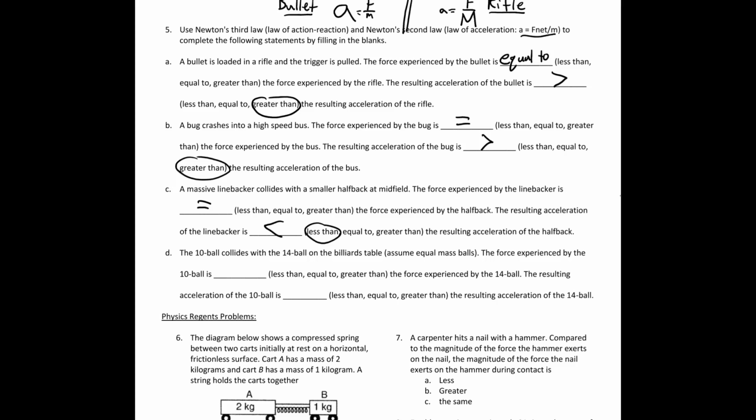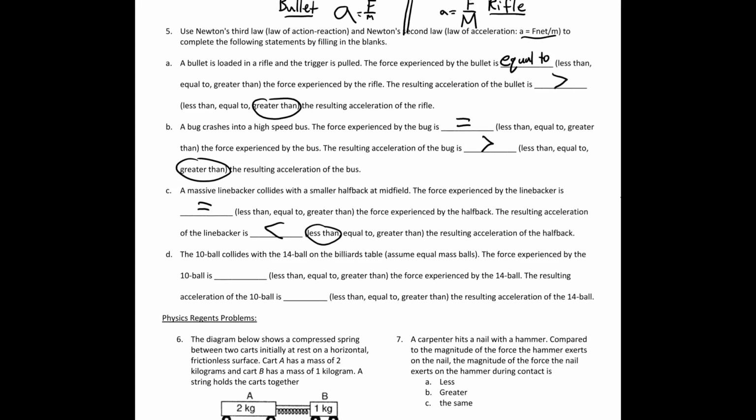Okay, so letter D said a 10 ball collides with a 14 ball on the billiards table. Assume equal mass balls. Interesting. They're balls of equal mass, so it's not this bullet rifle situation where we have different masses. So the force experienced by the 10 ball is going to be equal to the force experienced by the 14 ball. The force is always equal when you're talking about action-reaction pairs. But since they're equal in mass, the resulting acceleration, what do you think? Must be equal to the resulting acceleration of the other ball as well.